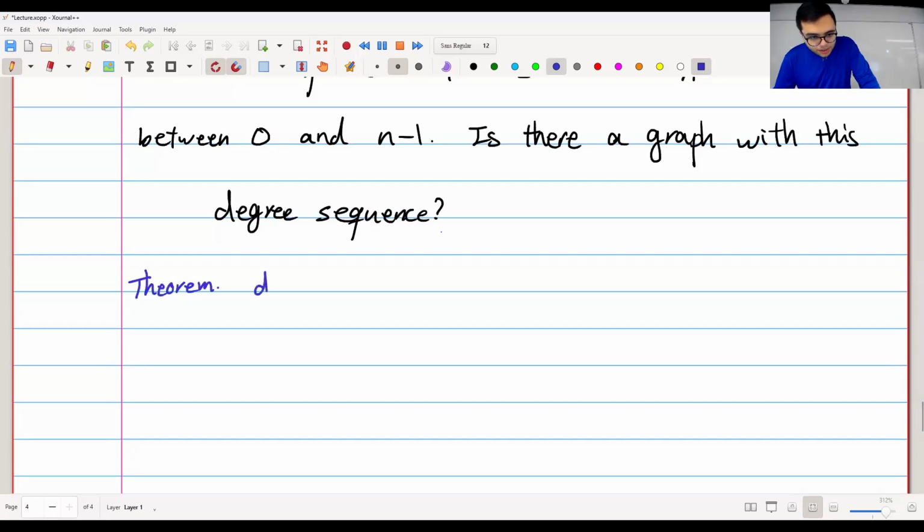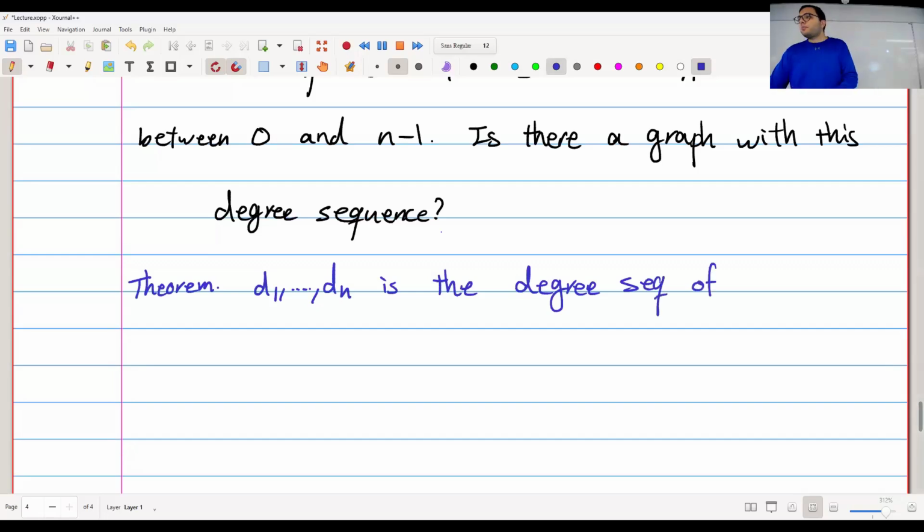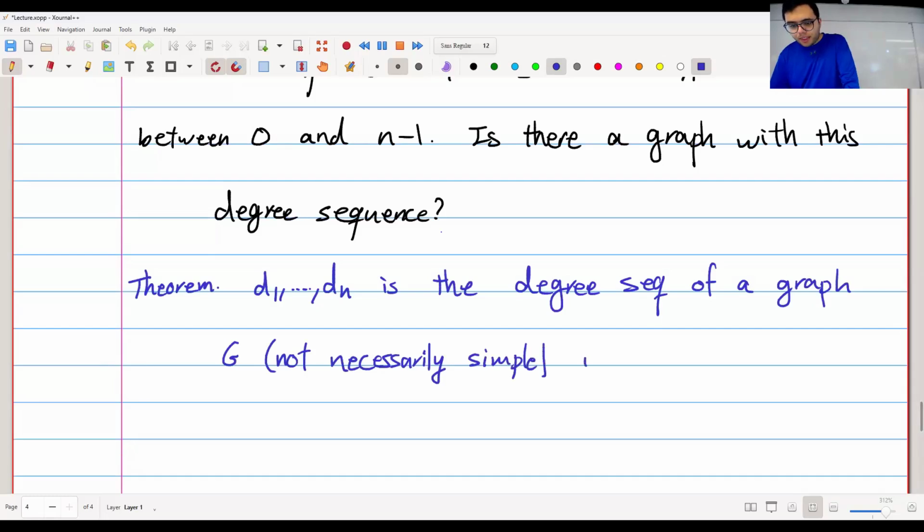I say that this sequence D1 to Dn is the degree sequence of a graph, and here I'm not saying a simple graph, of a graph G. So let's say not necessarily simple, if and only if the sum of the di's is even.